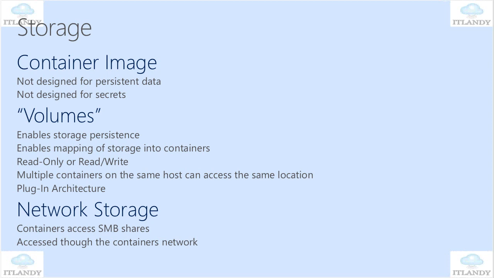Storage. A container image is not designated for persistent data and not designated for secrets, which means you need volumes. So this is the storage itself. Enable storage persistence: we enable mapping of the storage into a container, read only or write. Multiple containers on the same host can access the same location. There is a plugin architecture, and then you do the network storage, which utilizes SMB shares, accessed through the container network.